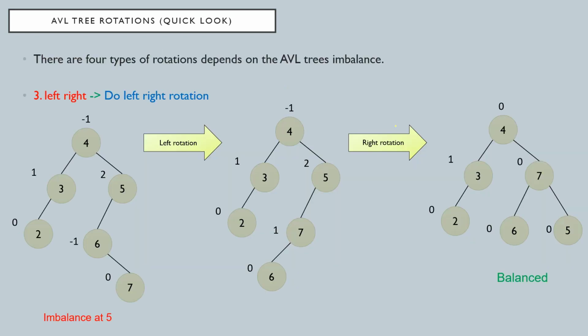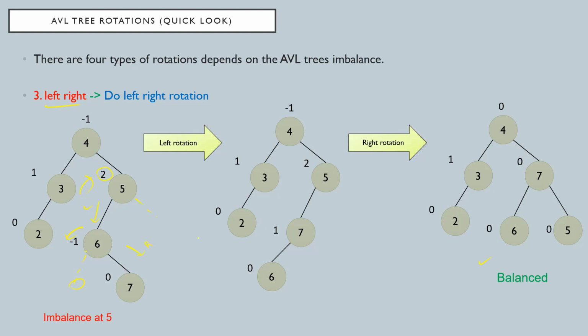Okay, so the next case is the left-right case. In this case we got this invalid value. So left-right, this is the order. In this case, you must first perform a left rotation on this particular node. So it will make this node rotate to this side, and then you must perform a right rotation on this side. It will make this type of tree.